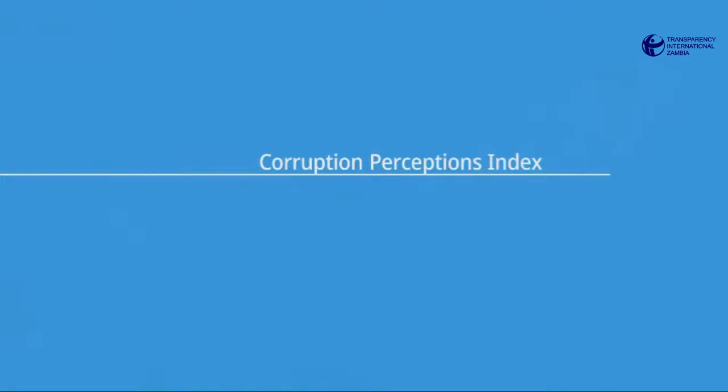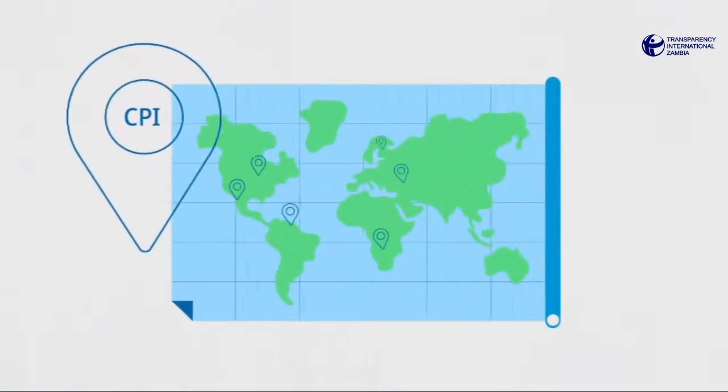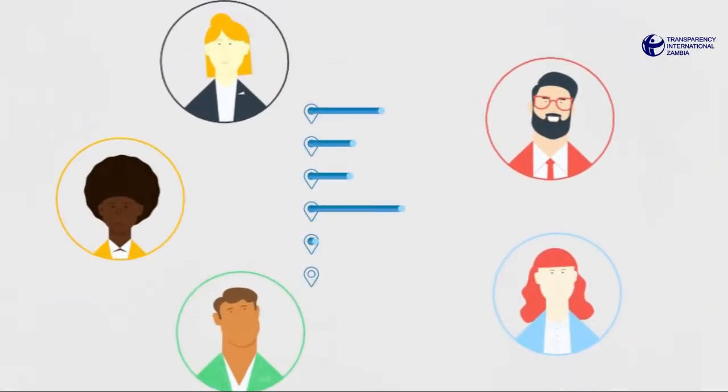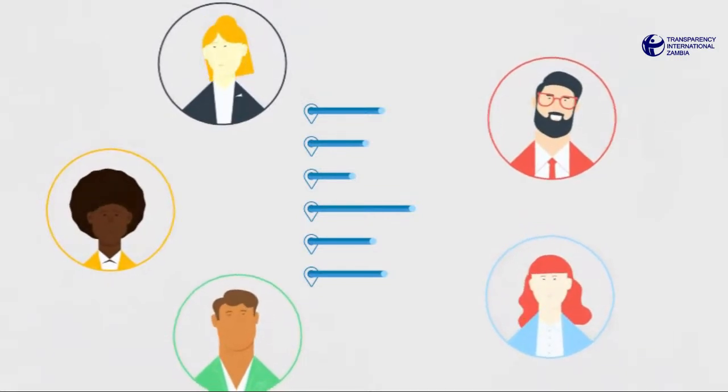Corruption Perceptions Index, also known as the CPI, scores and ranks countries around the world based on how corrupt their public sector is perceived to be. The scores reflect the views of experts or surveys of business people, not the general public.